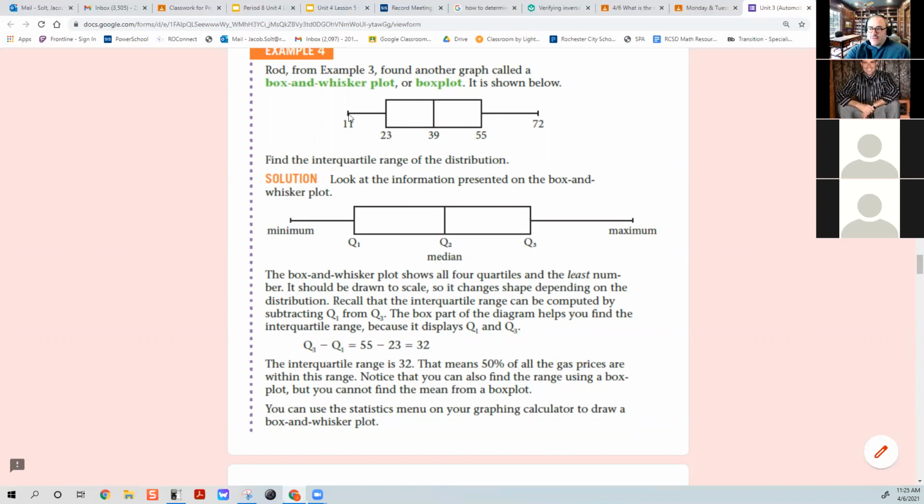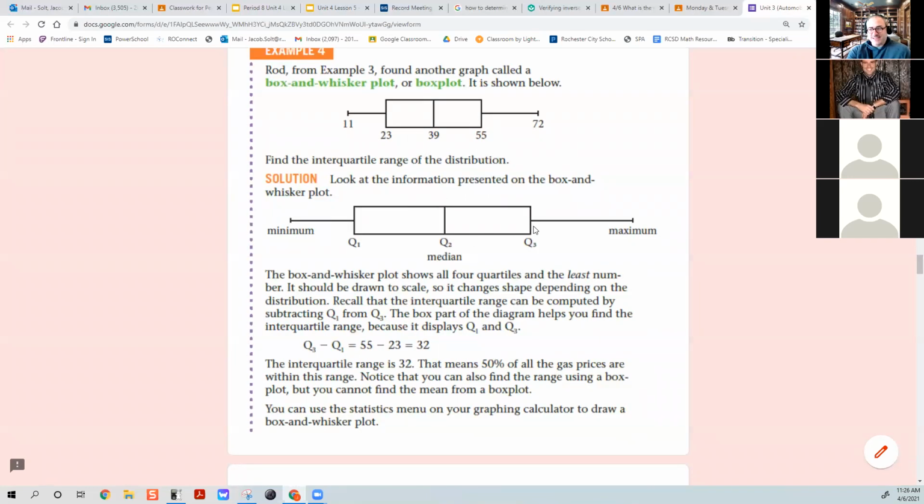This little whisker here, the whisker on the left, is going to be the minimum. That's going to represent your smallest number. The first part of the box is going to represent Q1, the first quartile of your data set. Q2 is going to represent your median. That's the little line that goes through the box. That's always going to be the median. All right, not the mean, but the median, the middle number.